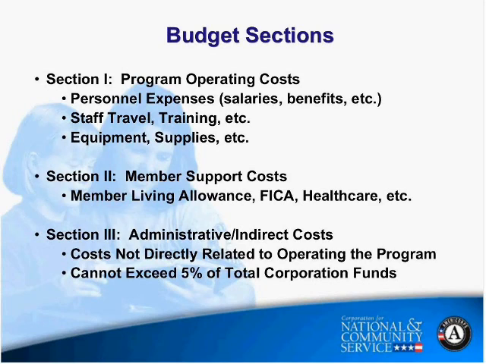And then the third section of your budget is the administrative or indirect costs, which cannot exceed 5% of the total funds that you're requesting from the corporation. And these are costs that are not directly related to the operation of your program. So those are the 3 major sections of the budget that you will be preparing.